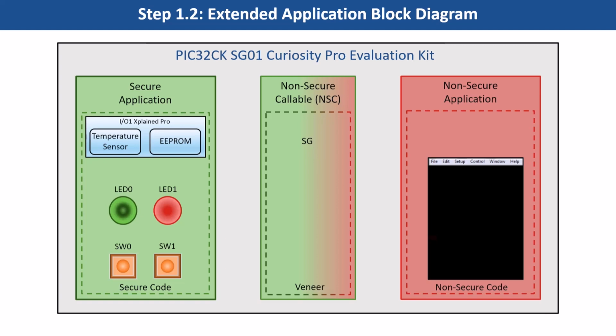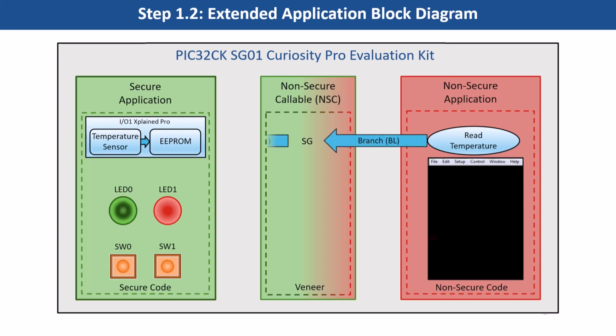The secure mode application reads the current room temperature from the temperature sensor on the IO1 Xplained Pro Extension Kit every 500 milliseconds. Further, the application writes the temperature readings to the EEPROM and reads when a request is received from the non-secure application mode. Also, LED 0 is toggled every time the temperature display request is received from the non-secure mode application.